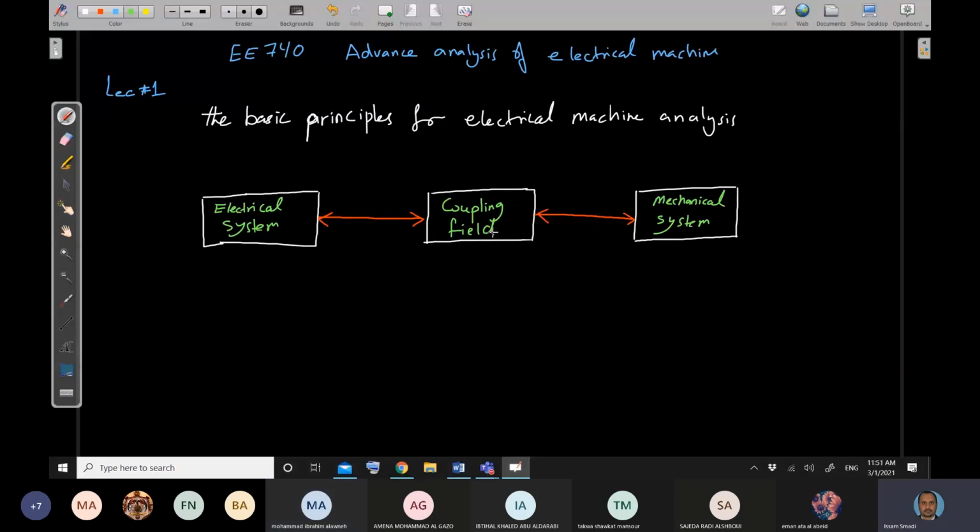No. So simply it's not a shaft. The coupling field is the main component of the electrical machine and transformer. Without it, I cannot transfer energy between the mechanical system and the electrical system. And you know that in general, either in the electrical machines or in the transformer, the electrical system and the mechanical system are not directly linked to each other. They are magnetically linked to each other.